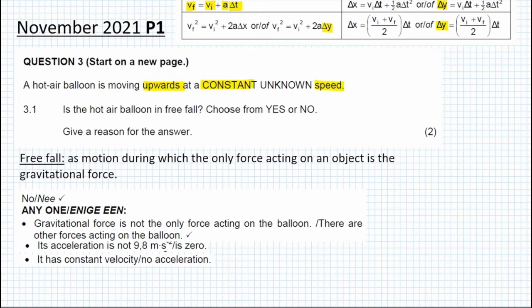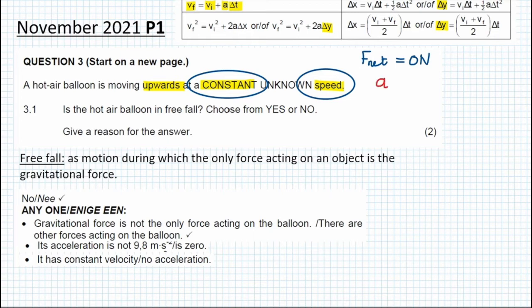We know that the hot air balloon is moving upwards, but also more importantly, they say it's moving at a constant speed. And from Newton's laws, you should know that a constant speed implies that the net force acting on this air balloon is going to be 0 newtons. And if the net force is 0 newtons, it means that the acceleration is going to be 0 meters per second squared. So it is important to analyze these statements because they give us useful information.